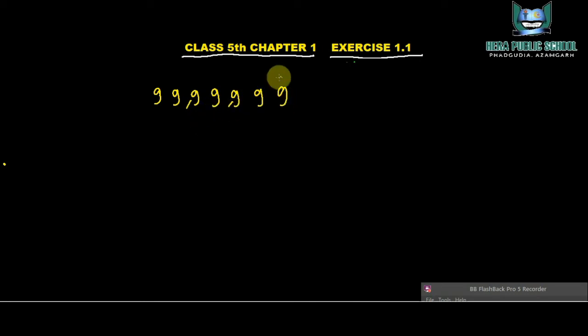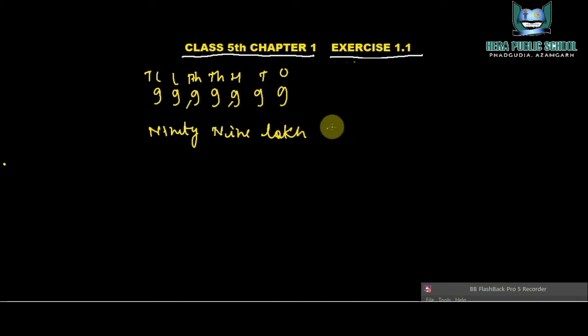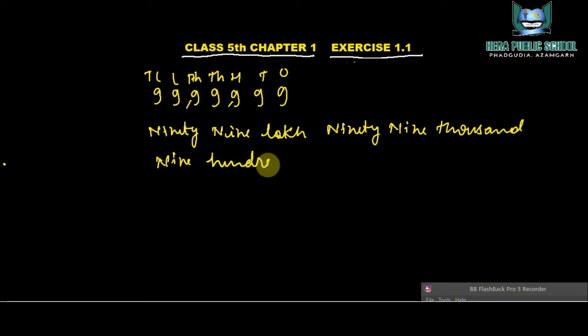If we write number name of this number, so this is ones place, this is tens place, this is 100 place, this is 1000 place, this is 10,000 place, and this is lakh place, this is 10 lakh place. So number name: 99 lakh 99,900 99. This is the number name of the largest 7-digit number.